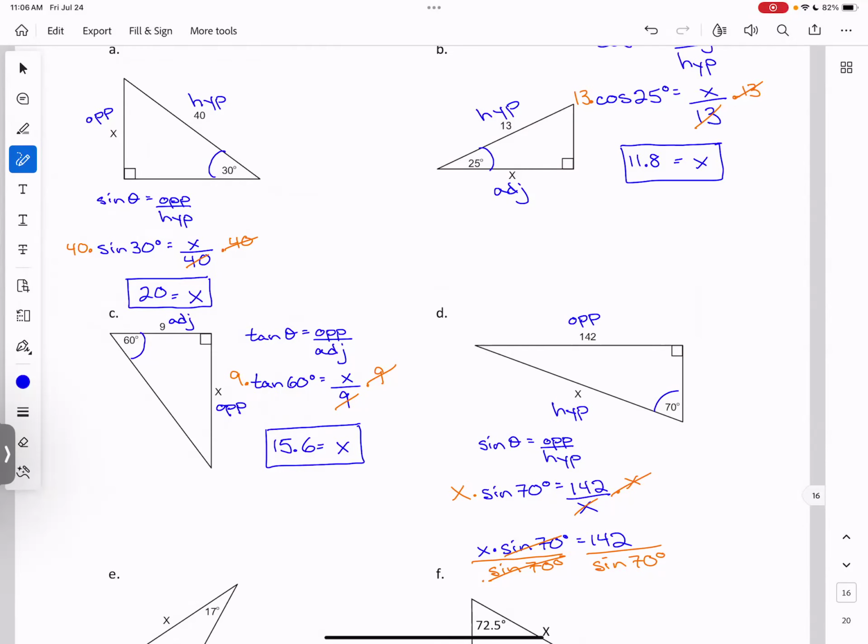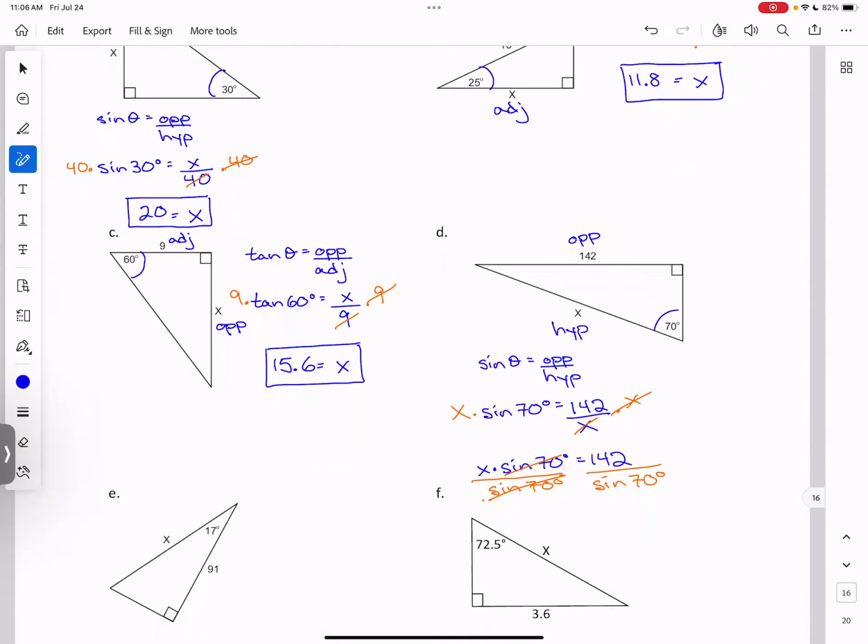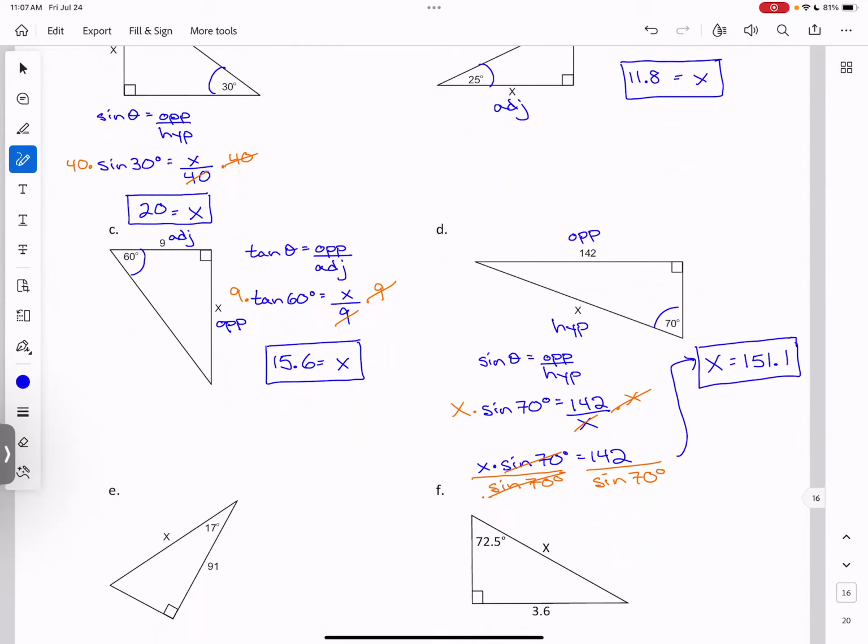Now we've got x is 142 over sine of 70. So we can do that calculation. And we get 151.1. And that makes sense because we expect it to be the longest side in this triangle. So it has to be longer than 142.